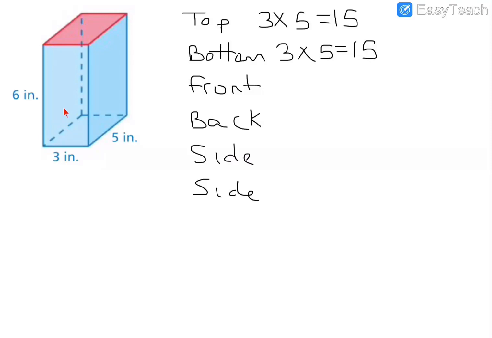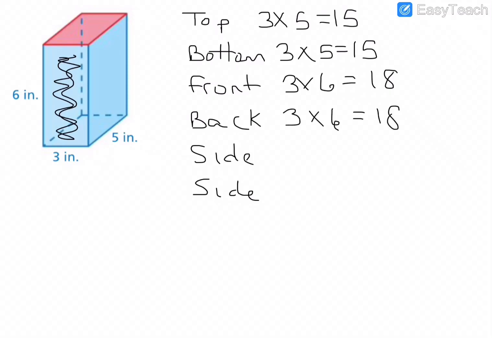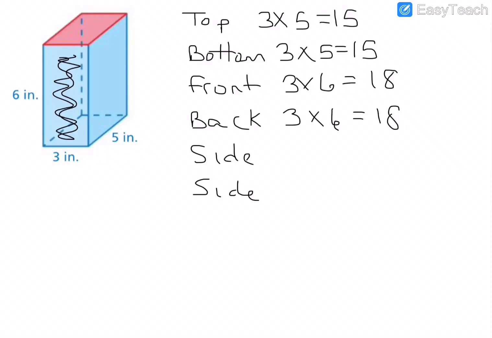Let's call this the front. Okay, this part right here. The front is going to be 3 times 6. And honestly, it doesn't matter if you're labeling them differently as long as you have 6 areas. 3 times 6 is 18. So if this is the front, the back is going to be the same. 3 times 6 is 18. So now we have our sides. I'll do a different color here.